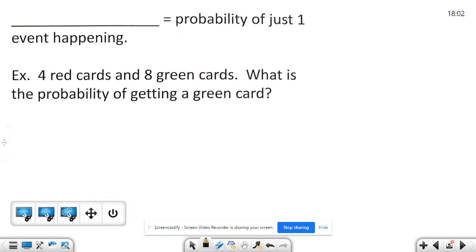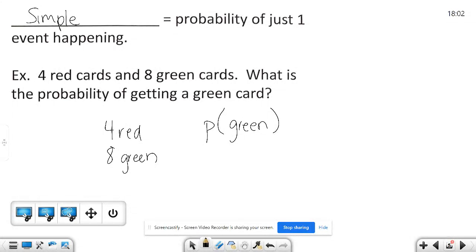All right, the probability of just one event happening. That is called simple, because it's just one thing. So simple probability is the probability of just one thing happening. So we have 4 red cards, and we have 8 green. What is the probability of getting a green card? So the way you would write that is the probability of a green card. Yes, you have to write the P, the parentheses, and green in between in order for it to be a probability question.